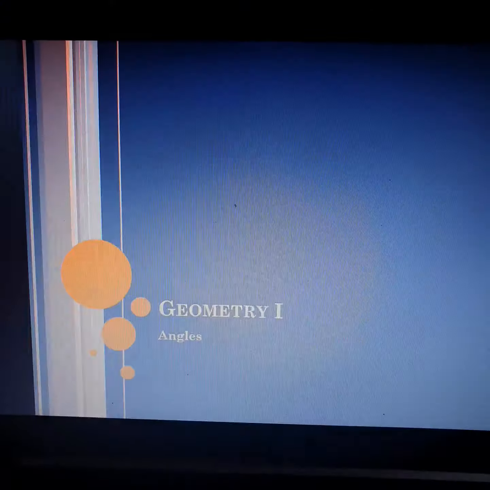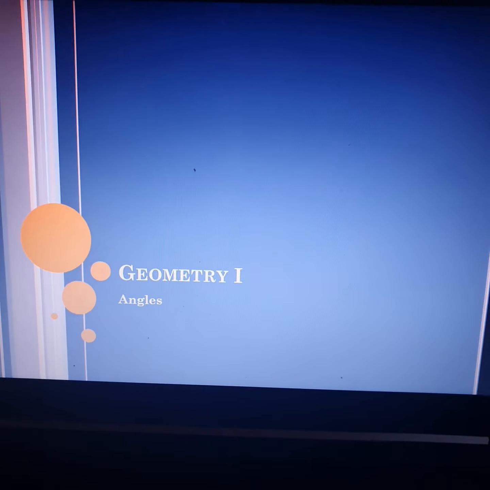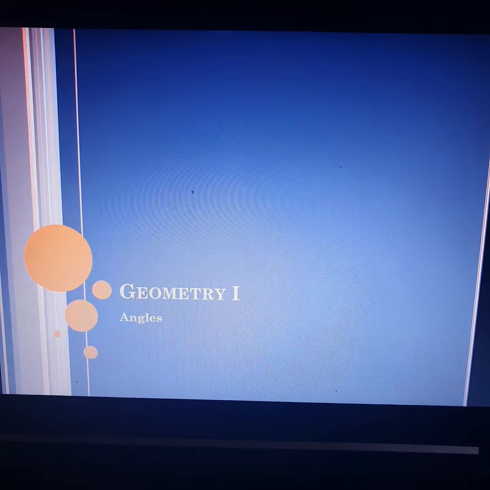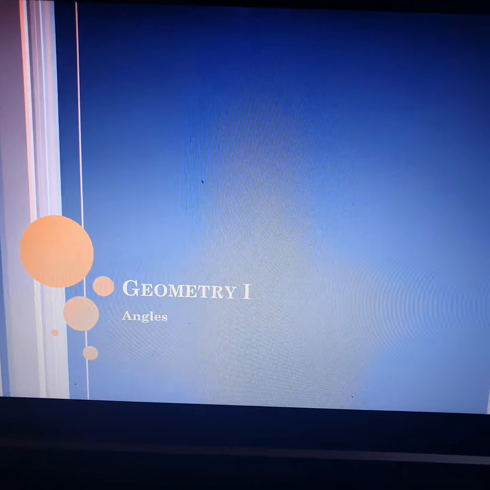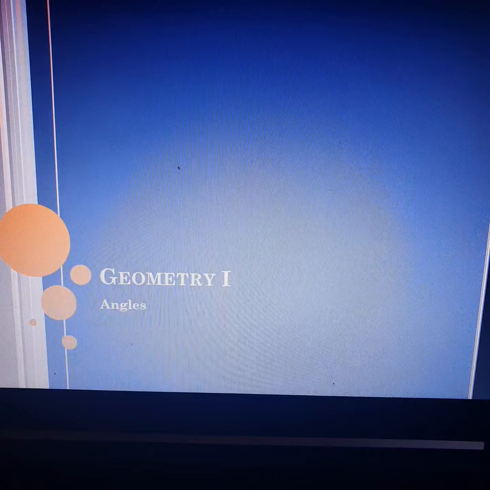Hey girls, this is the second lesson on Geometry 1, which is angles. So, obviously, what do you remember about angles from primary school? Maybe have a think of that first of all, and then we'll go into some of the main concepts that we're going to discuss.